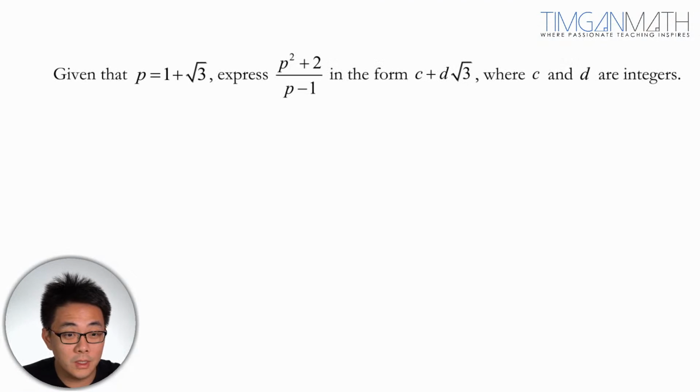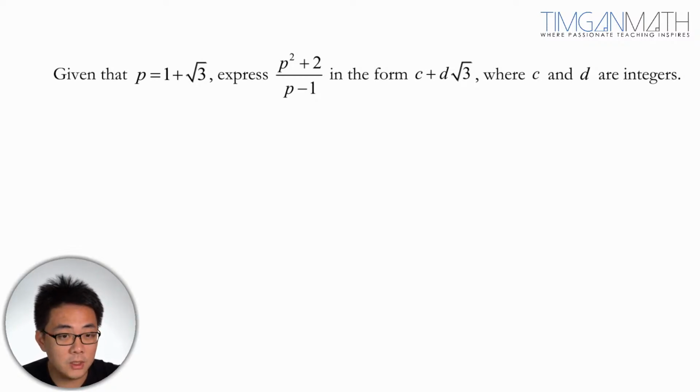Hi students, let's look at this question here, which is on Surds. This is Additional Mathematics O-Level syllabus, which we typically learn in Secondary 3, for students taking Additional Mathematics at the age of 15. So let's see how we can do this.